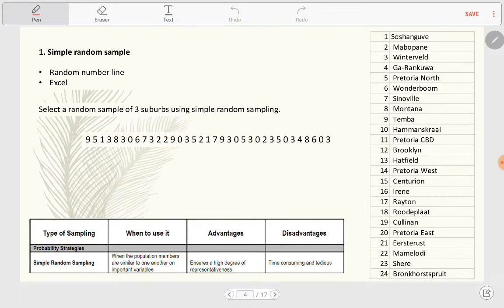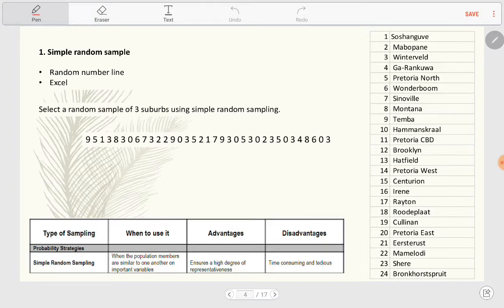So with simple random sampling, this is something that you need to be able to do using a number line, but it's also possible to do it in Excel. I'm not going to cover that here, but I'm going to show you how to do it with the number line because that's something that could come up in a test or an exam. So this is what typically happens.